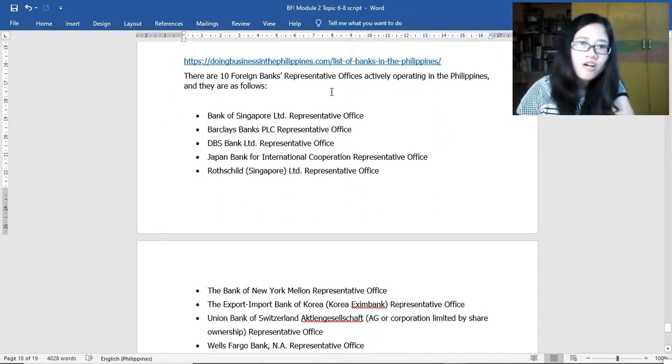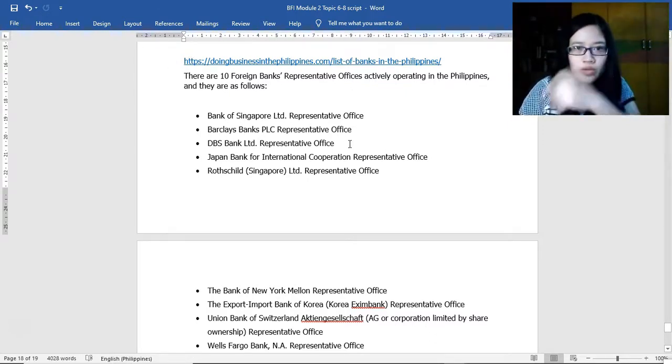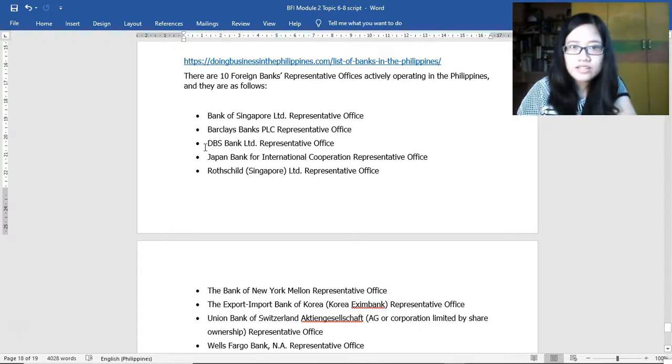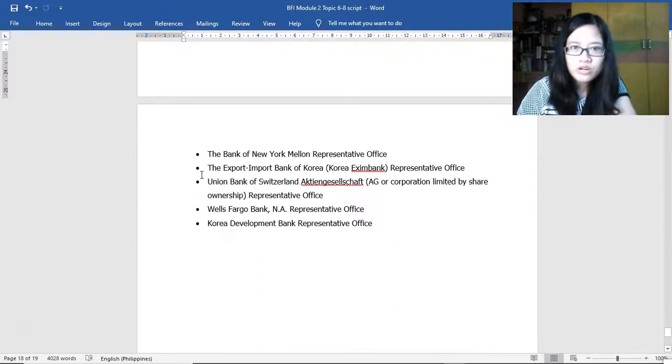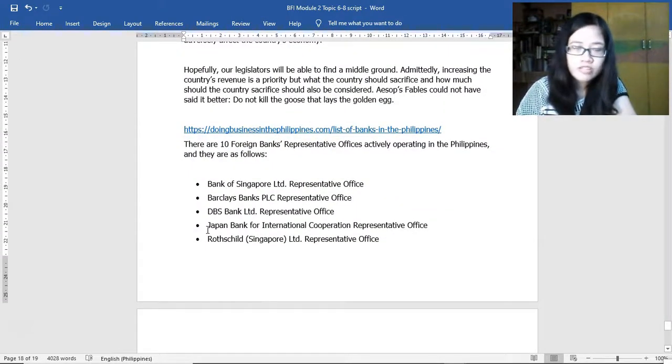Okay, so here is extra information. 10 foreign banks representative offices actively operating in the Philippines. Article from doingbusinessinthephilippines.com. Okay, so we have Bank of Singapore Limited, Barclays Bank, DBS Bank, Japan Bank for International Cooperation. How do you pronounce this? Rothschild. The Bank of New York Mellon. The Export-Import Bank of Korea, Union Bank of Switzerland, Wells Fargo Bank, Korea Development Bank Representative Office. Okay, so all of these are representative offices of foreign banks.